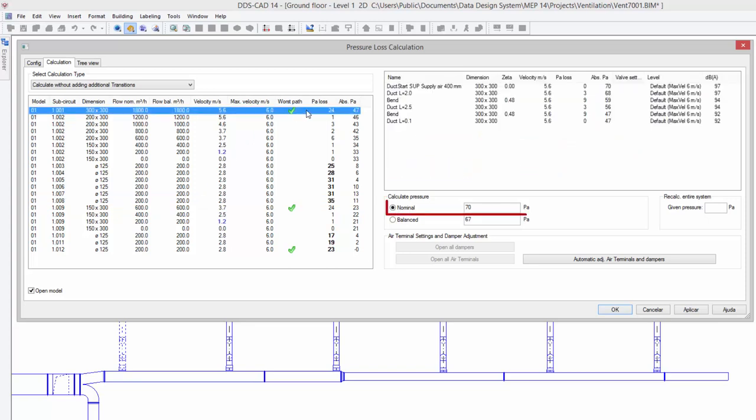This way, the nominal state of a ventilation system always shows the correct worst path and balancing pressure for a fully open system. In addition, calculated adjustment settings for dampers and air terminals are also provided.